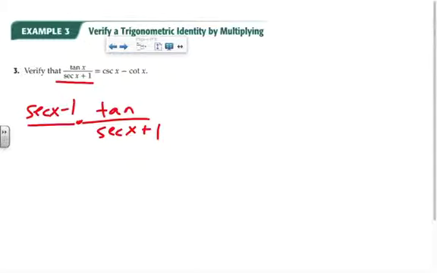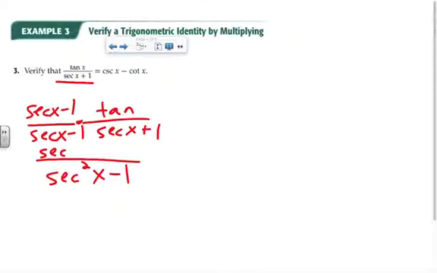So I'm going to rewrite this as tangent of x over secant x plus 1. I'm multiplying by secant x minus 1 in the numerator and denominator. So that in my denominator, I have secant squared of x minus 1, and in my numerator, I have secant x tangent x minus tangent of x.